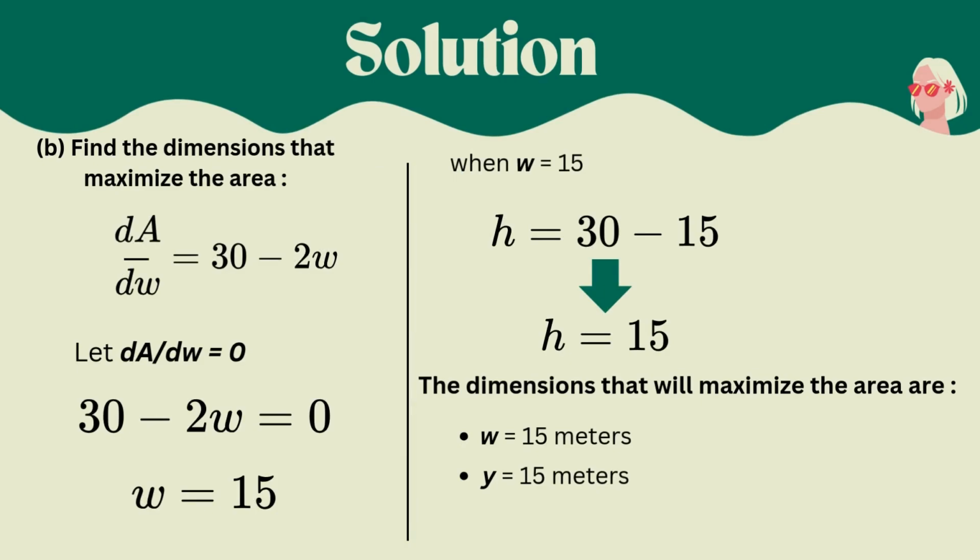Question B. Find the dimensions that maximize the area. We have dA over dw equals 30 minus 2w. Now we let dA over dw equals 0. 30 minus 2w equals 0. Now we rearrange it and it becomes w equals 15. Now we insert w equals 15 into the h equation. It will become h equals 30 minus 15. Then we get h, the height, equals 15. The dimensions that will maximize the area are w equals 15 meters and h equals 15 meters.